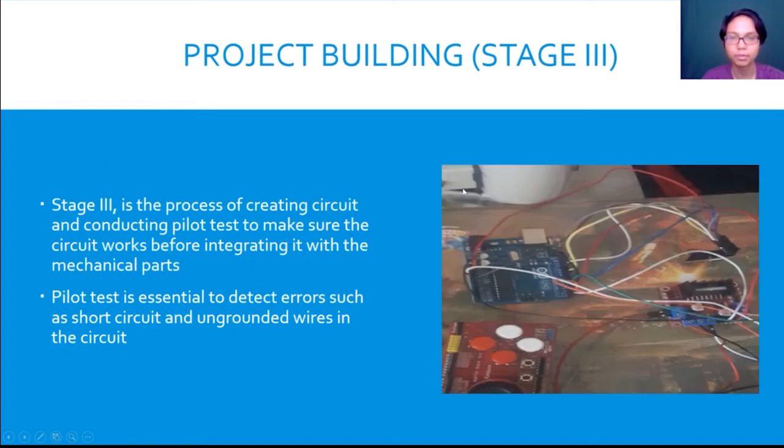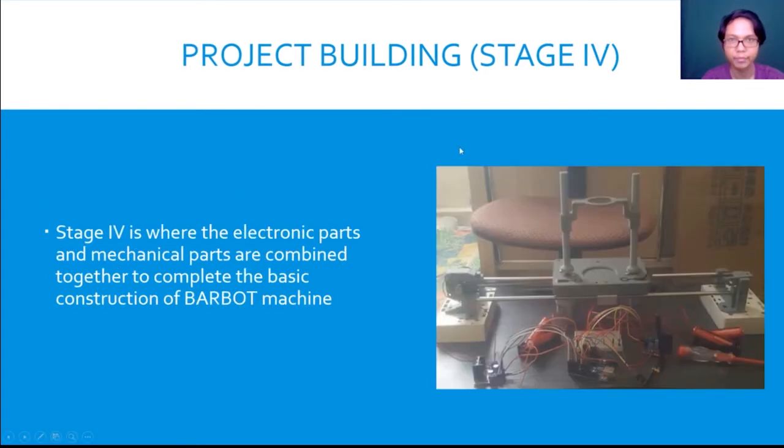Next is project building stage 3. Stage 3 is the process of creating a circuit and conducting pilot tests to make sure the circuit works before integrating it with the mechanical parts. The pilot test is essential to detect errors such as short circuits and ungrounded wires in the circuit, which will make the circuit not work. And then for the last stage, stage 4 is where the electronic parts and mechanical parts are combined together to complete the basic construction of the barbot machine.